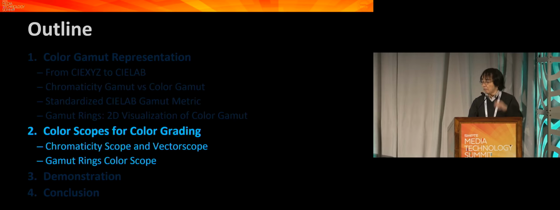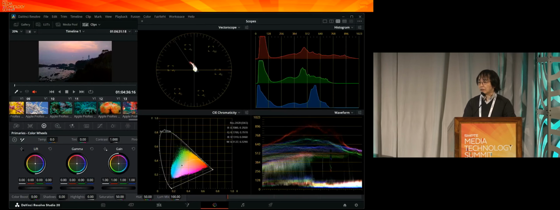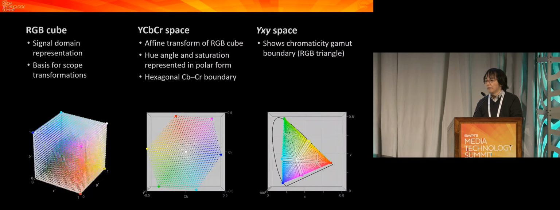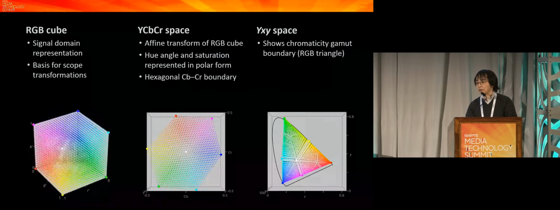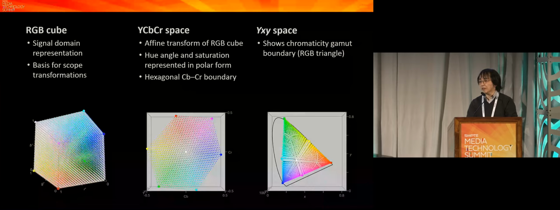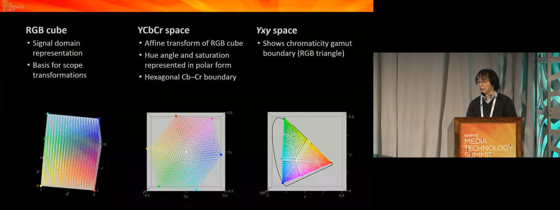And next up is about the conventional color scopes and the new color scope. This is a screenshot of DaVinci Resolve, and professional colorists and many YouTubers are using this video editing software and monitoring these color scopes to adjust colors. This shows the RGB cube. It's a signal domain representation. It's a basis for scope transformations.